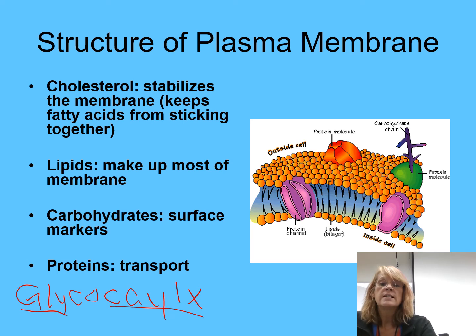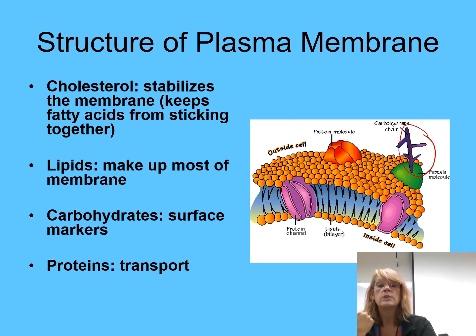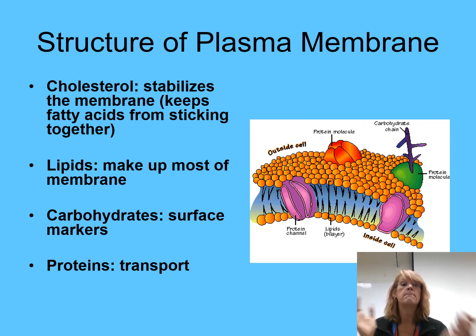And the sugar is these antenna things that you see. And that helps, and so different kinds of cells will have a different type of glycocalyx. So your stomach cells have one kind of sugar layer on them, and your brain cells have a different kind of sugar layer on them. And so that's how it's used as a marker. It marks that cell. And then we have proteins that provide for transport.